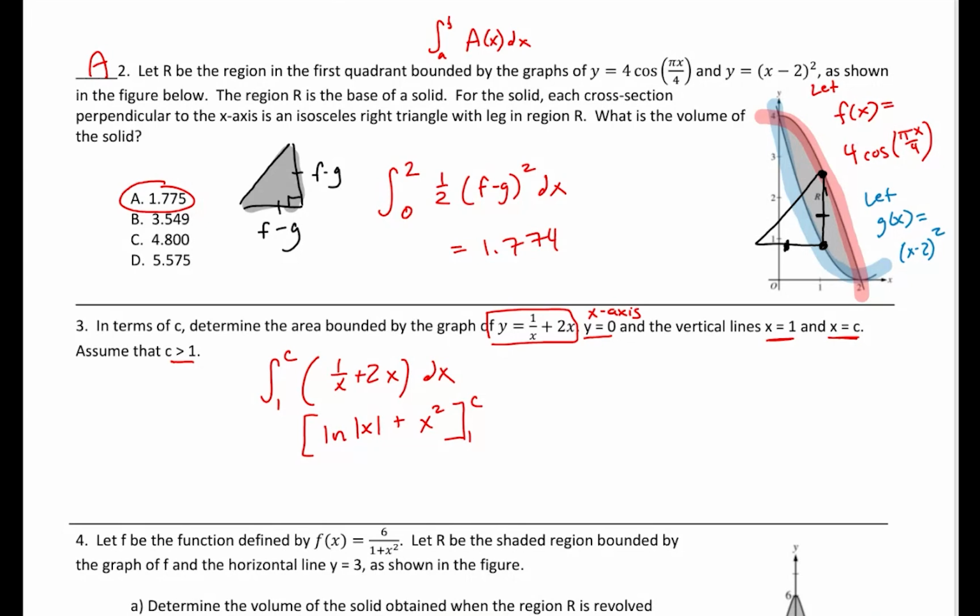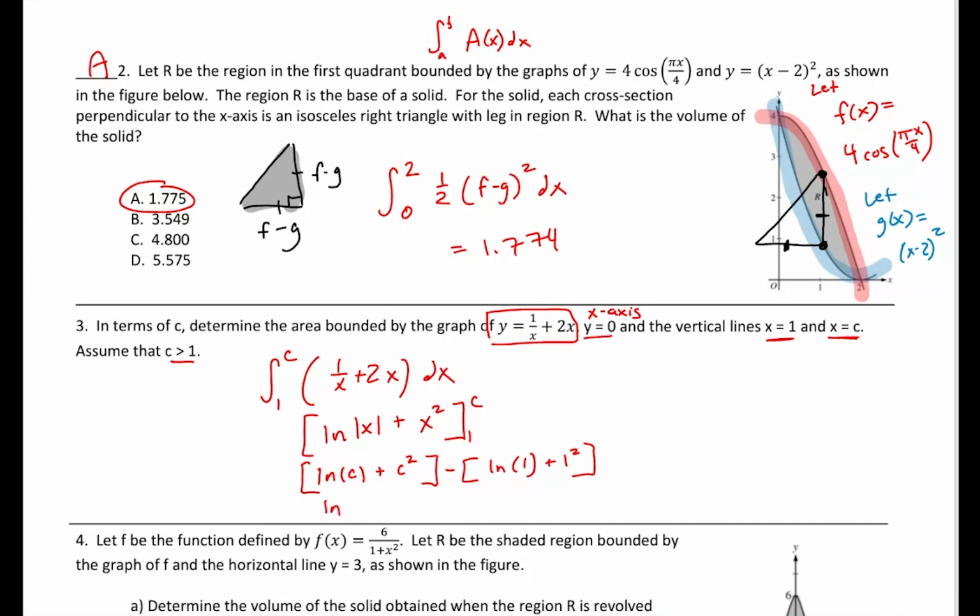So now we're going to substitute in both c and 1. So this will be the natural log of the absolute value of c. Now we know c is bigger than 1, which means it has to be positive, so we don't really need those absolute value bars there. We're just going to do natural log of c plus c squared, minus the natural log of 1, which we know is 0, but I'm going to leave it like that for now, plus 1 squared.